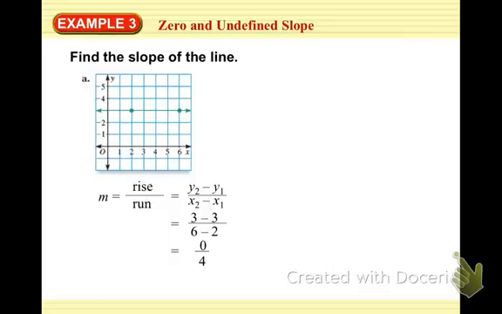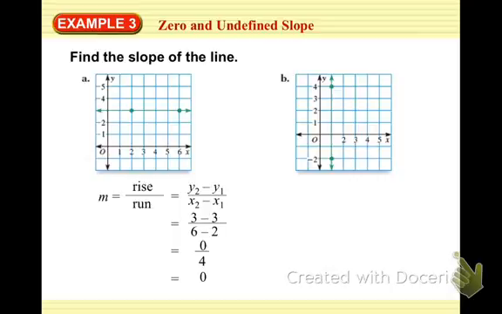So if you get a 0 divided by 4, that means that your slope, if you simplify that, you actually get 0. So that is a 0 slope line. There is no steepness, and that kind of makes sense. So that's a horizontal line. All horizontal lines have 0 slope. Okay, here's a vertical line.